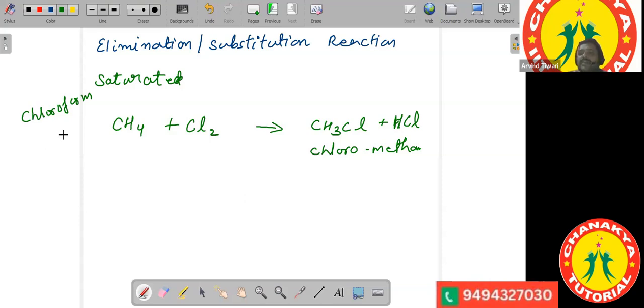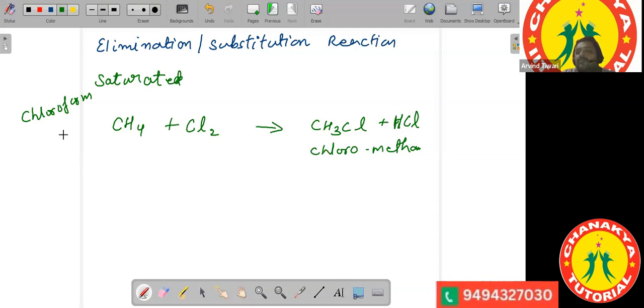It is used as an anesthetic. Anesthetic means it was used by doctors to make someone unconscious. During an operation, chloroform is used for making people unconscious.